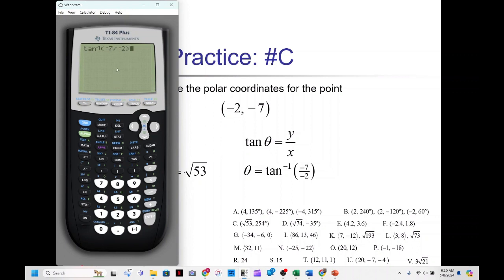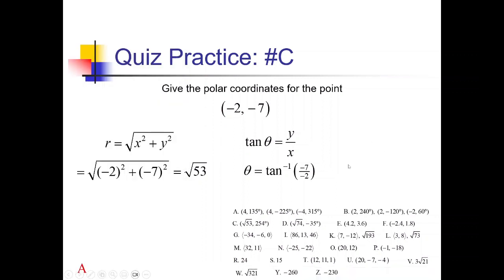And let's see here. Just so you know, I'm in degrees mode, so that's important here. This comes out to 74.1-ish. So we'll call that 74 degrees because the answer choice looks like they rounded it off to the nearest whole number.